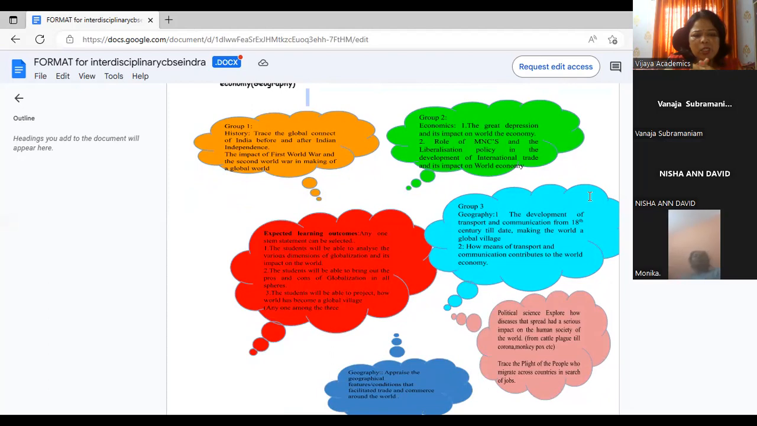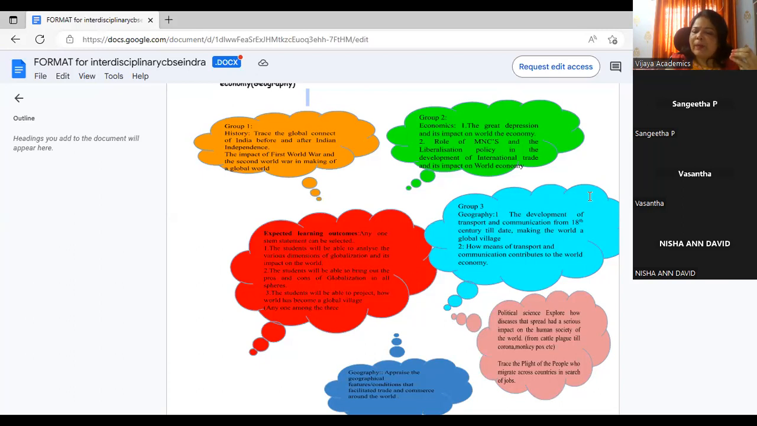So let us see the first group, which is history. Trace the global connect of India before and after Indian independence. The impact of the First World War and the Second World War in the making of the global world. If you have made two groups or three groups, it depends upon the class strength. Here, it has been given for three groups. The first group is going to do the activity related to history. They are going to trace the global connect of India before and after Indian independence.